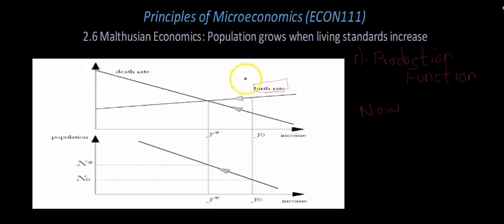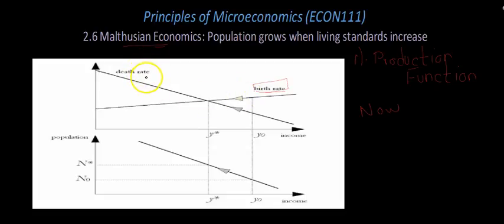Another thing to remember is that this is Malthusian economics, which was from a few centuries ago. It's not about these days when people are very conscious about birth rate and all these things. At that time people did not think about these things, and the idea was that if there is an increase in income, then the number of children might also increase.